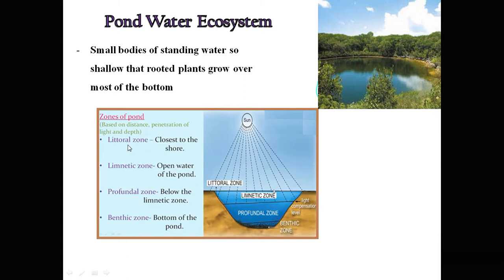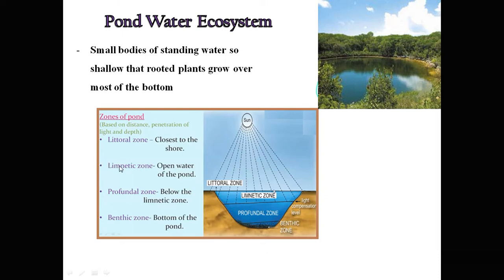The first zone is the littoral zone. Littoral zone is closer to the shore. It contains shallow water and allows easy penetration of light. Rooted plant species occupy it. Animal species in the littoral zone include crawfish, snails and insects.